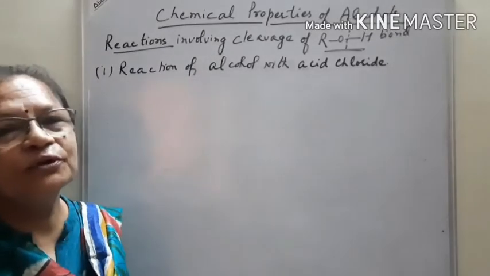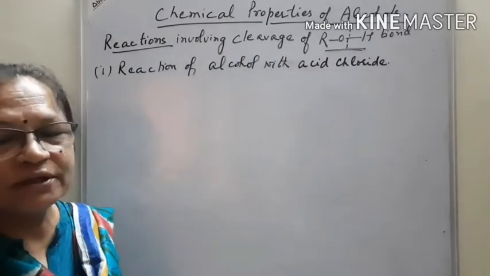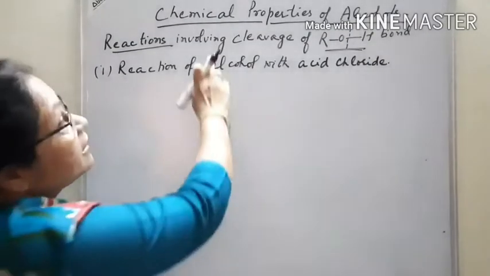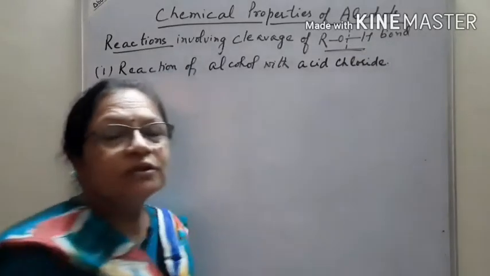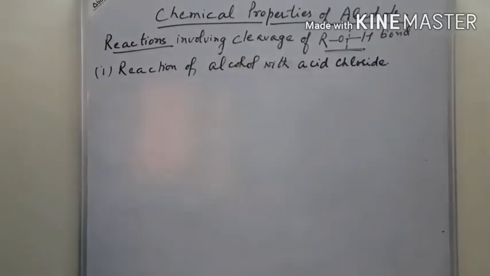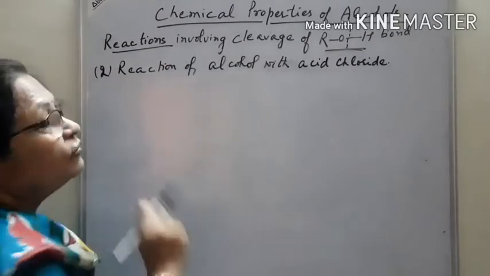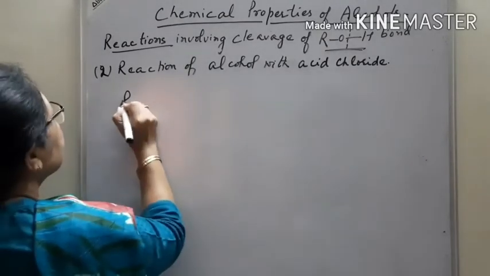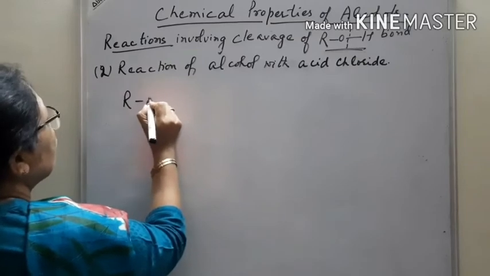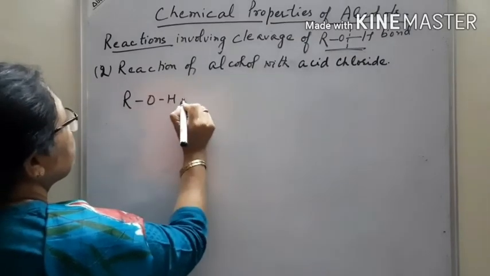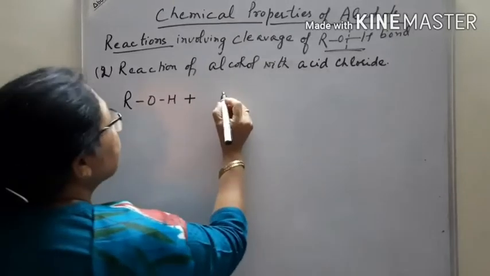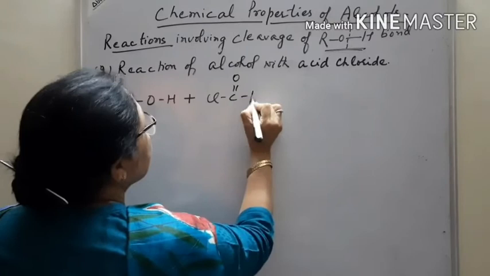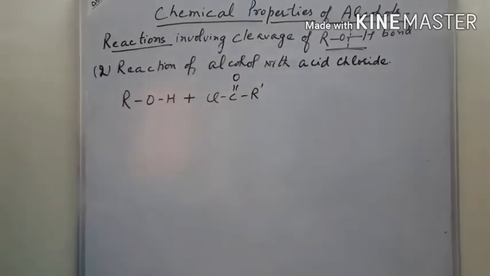Hello students, today we will discuss the chemical properties of the alcohols, right? First type of reaction is the cleavage of the oxygen hydrogen bond, right? And first is the reaction of alcohol with the acid chloride. First you write down the reaction of alcohol. This is alcohol reacted with the acid chloride, right?